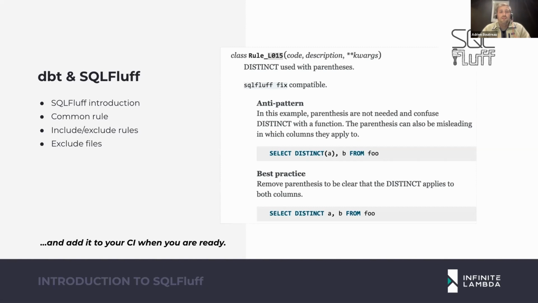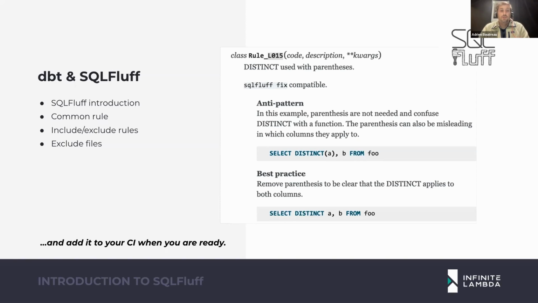Inside SQLFluff, you can find more than 70 rules which are predefined. And after, you just need to add it to your project. And of course, you can exclude some files here. I put on the right an example of how a linter can be useful with the distinct function. When you use parentheses with distinct, you could think that it's going to make a distinct on the column A, but in fact, it doesn't make sense. That's why the linter could be useful here.